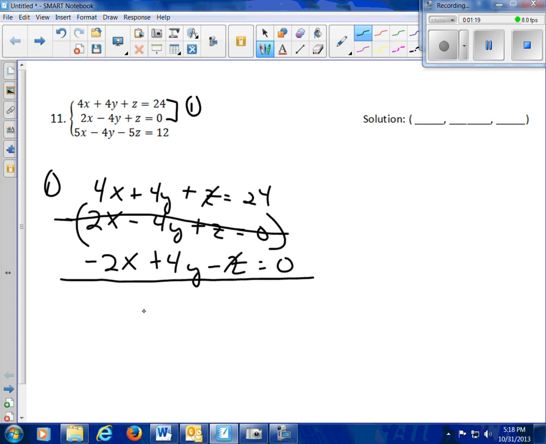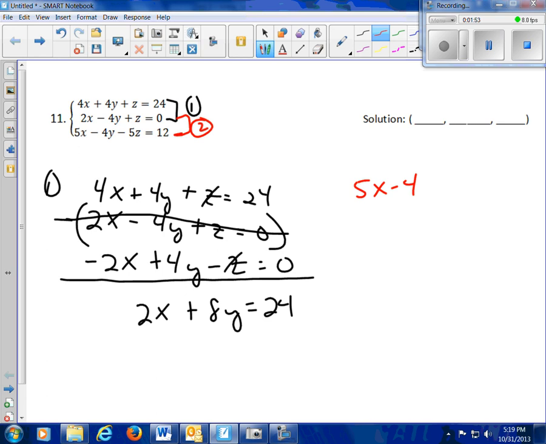So 4x and negative 2x is going to be 2x. 4y and positive 4y is going to be 8y, and 24 plus 0 is going to be 24. So I have one equation with two variables. Because I got rid of my z's in the first two equations, I have to get rid of z in the third equation. It really doesn't matter which equation I pick to go with it. I can pick the first or the second one. I'm going to go ahead and pick the second one, and I'm going to eliminate z that way.